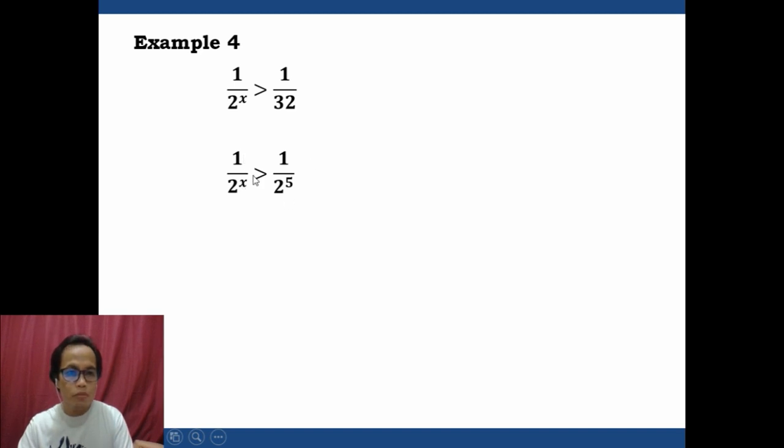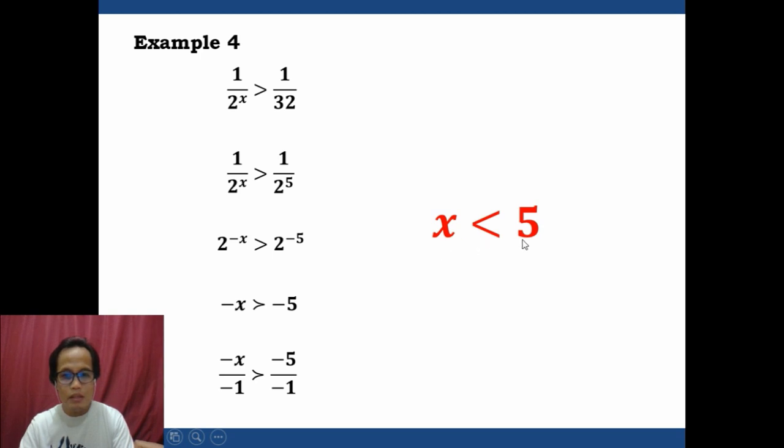Karon, kay fraction man ni, naay numerator nga 1 silang duha, atong na silang i-reciprocal, pero ang ilang exponent mahimo ng negative. So, 2 raised to negative x is greater than 2 raised to negative 5. So, parehas na siya og base nga 2. So, atong kopyahon ang iyang exponent. So, negative x is greater than negative 5. So, parehas ganina, divide og negative 1. So, x is less than 5. So, gi-change na nato ang symbol from greater than to less than.